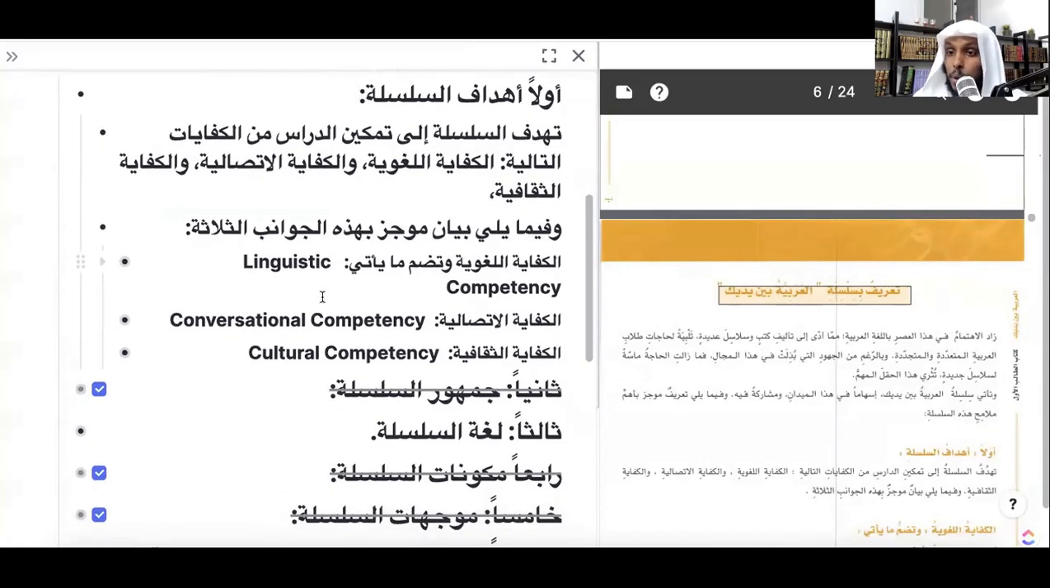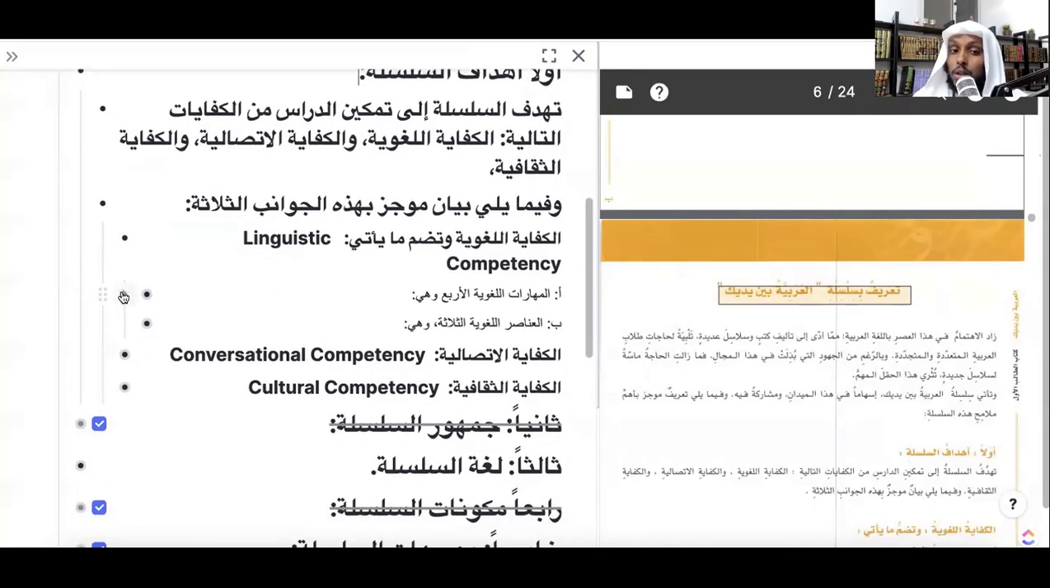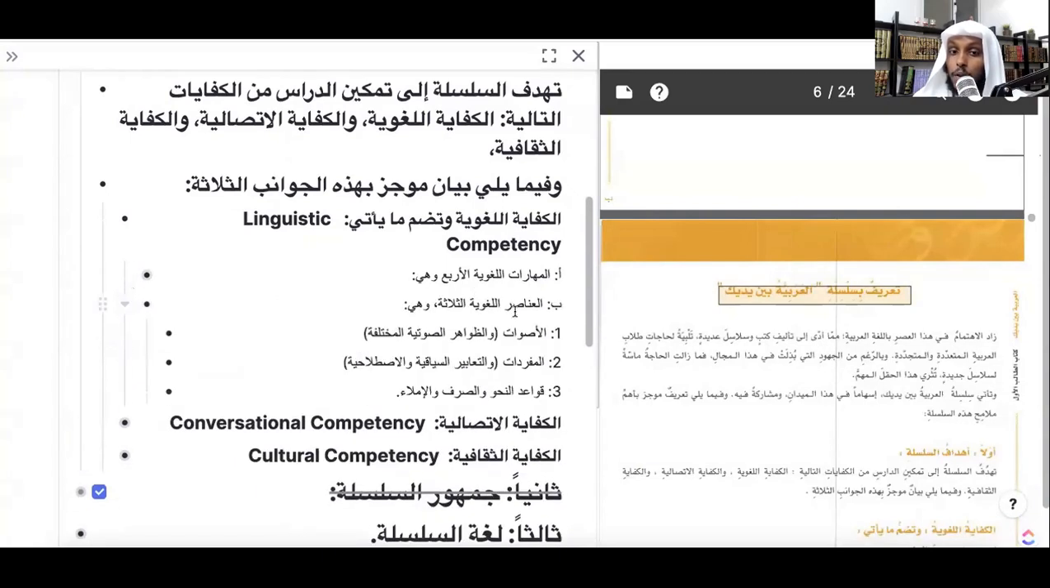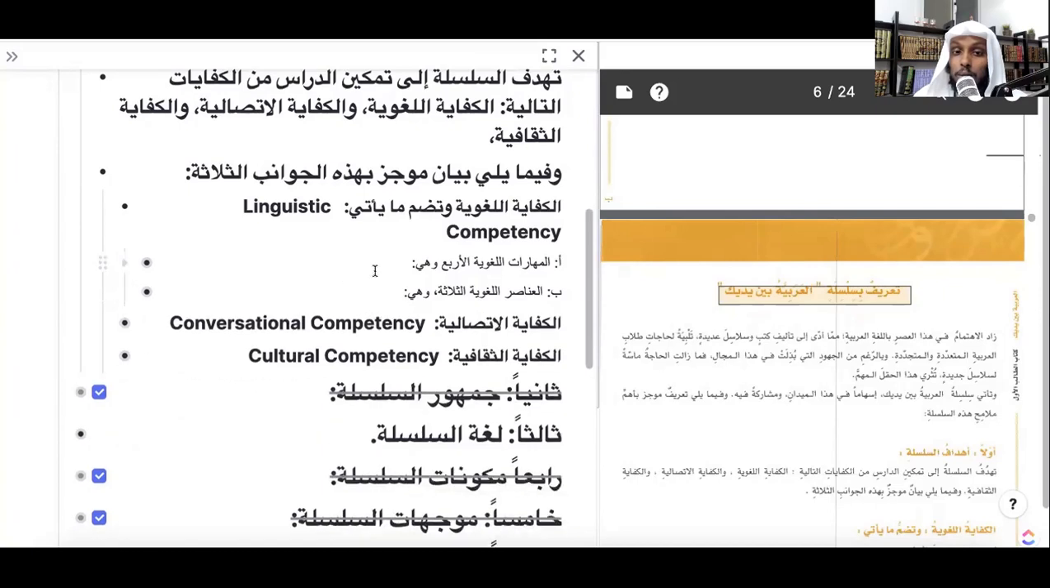Number 1, linguistic competency. Okay, which are the 4 skills: reading, writing, listening and speaking, and also a focus on the 3 domains of learning Arabic. We mentioned that last time in the first event that we did. The 3 domains, which are sounds, grammar, and vocabulary. So giving the person linguistic competency in those 3 things. Okay, this all of you I'm sure are familiar with.